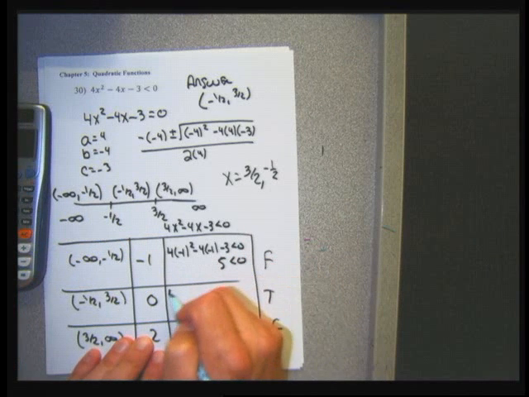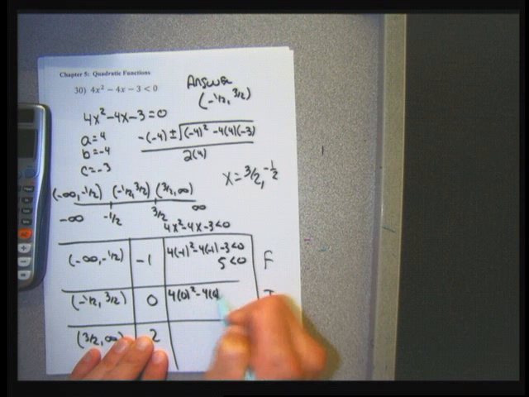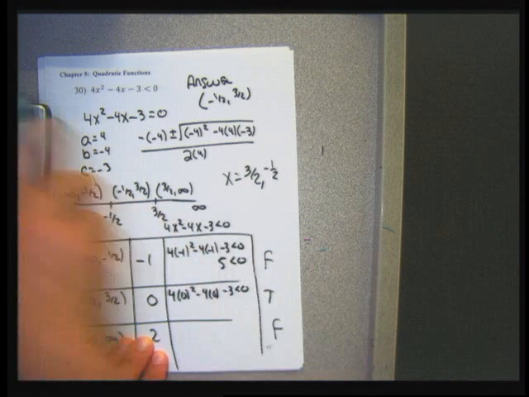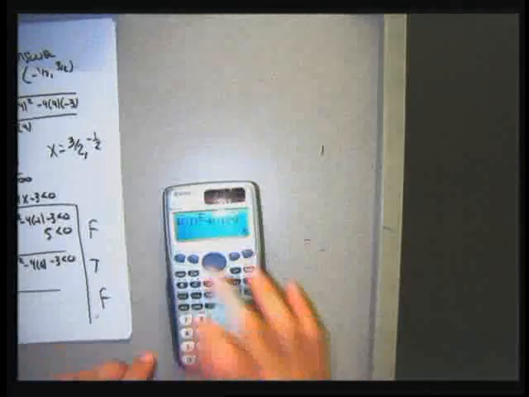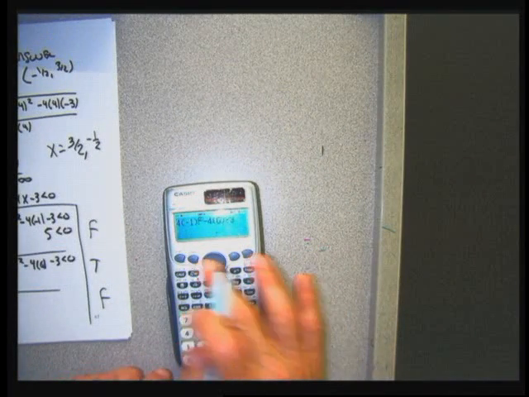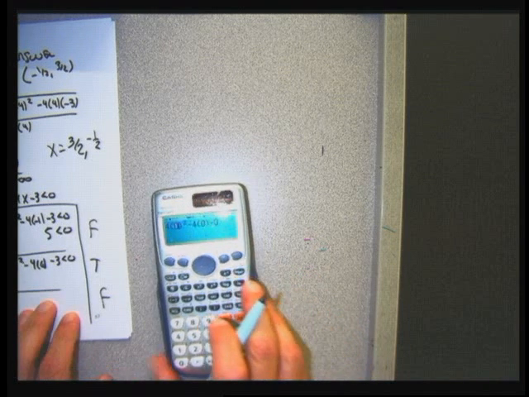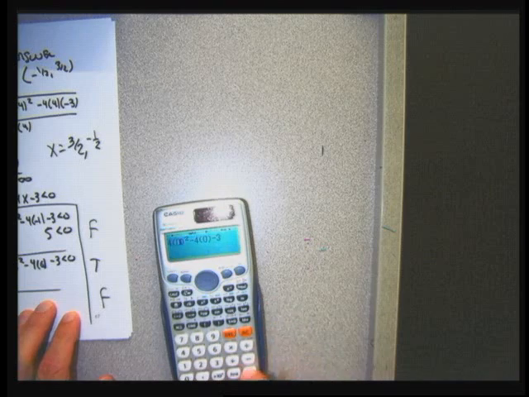Then the next one, I'm going to go 4 times 0 squared minus 4 times 0 minus 3 is less than 0. So I'm going to change, back up here, delete, delete, 0, back up here, delete, delete, 0. That looks like that. The glare is just frustrating. This gives me -3 is less than 0.